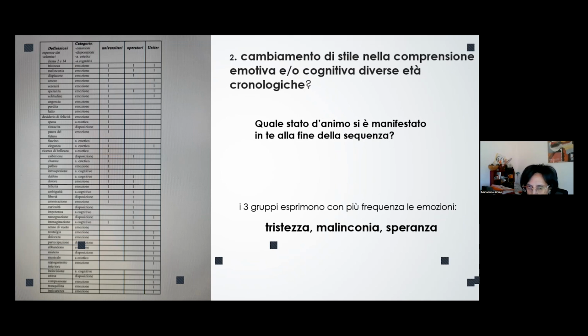All the three groups express emotions such as sadness, melancholia, and hope. Next slide.